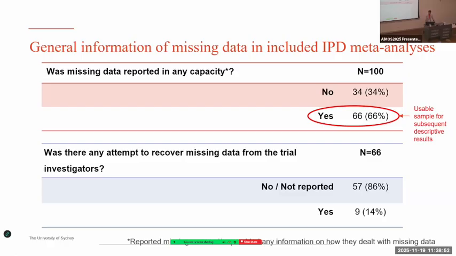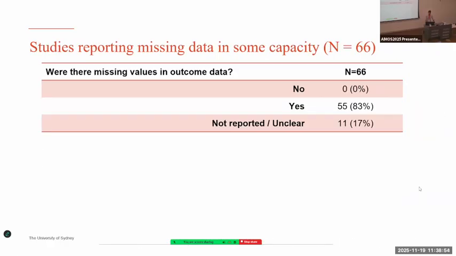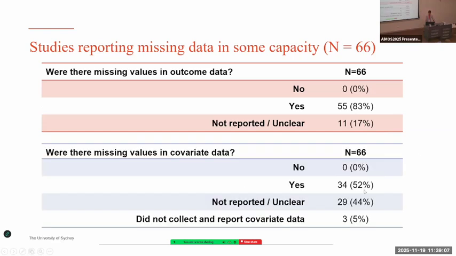And next, we looked into whether there were any missing values in outcome data. Most papers had reported having missing values in outcome data, 83%, but there was also a portion, 17%, where it wasn't really clear. And then for covariate data, around half of these papers had reported having missing values in covariate data, but a bigger proportion of papers did not report the amount of missingness in their covariate data, which shows that there is some room for improvement in how we're reporting missingness in covariates.